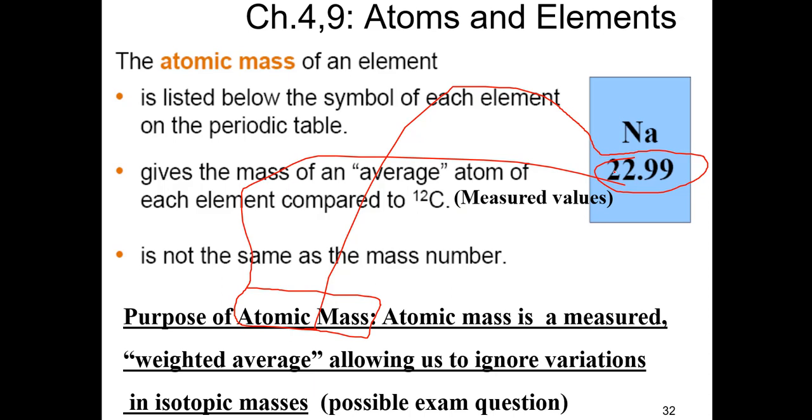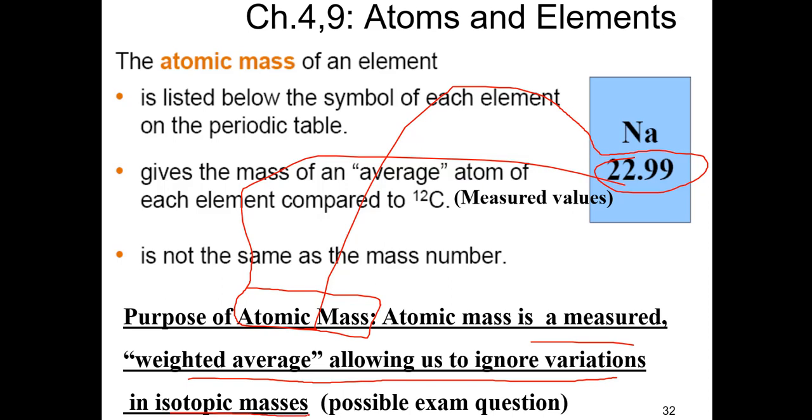Okay, so that's the atomic mass. The purpose of the atomic mass is that it's a measured, because it's taken from instruments, weighted average. Remember, they figured out the percentages of each of the isotopes. So it's a weighted average, allowing us to ignore variations in isotopic masses.